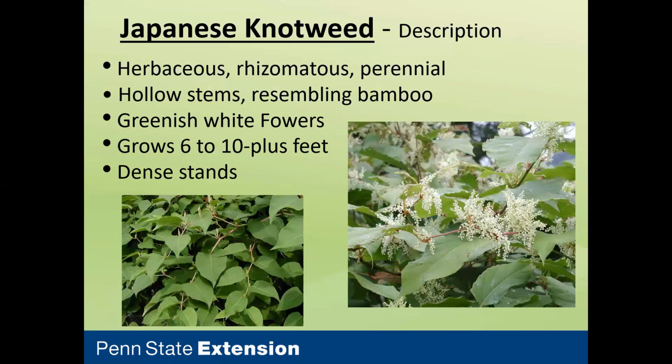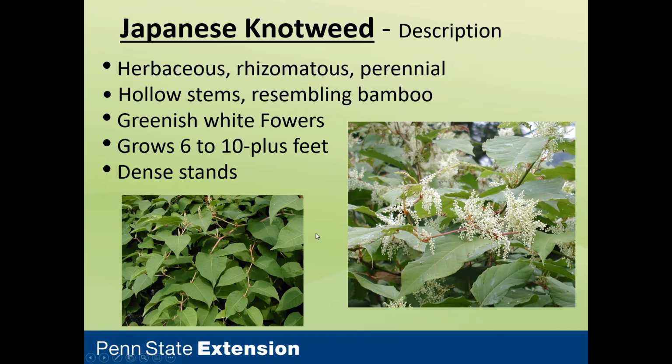Japanese knotweed is similar in a way, in that all the herbicide applications on Japanese knotweed are also going to be late season treatments. This is a perennial herbaceous plant, so it comes back from the root systems each year. It has those hollow stems that resemble bamboo. You can see the greenish white flowers there. It grows 6 to 10 feet plus. I was in a stand just a couple of weeks ago that was well over 10 feet high. I would say it was probably more like 12 to 15 feet high.